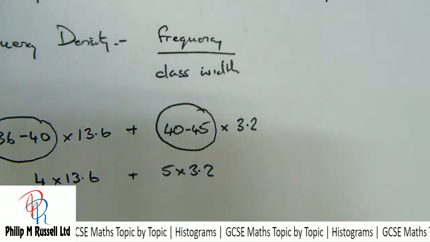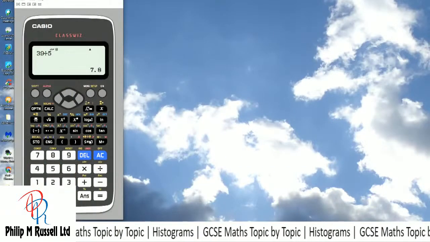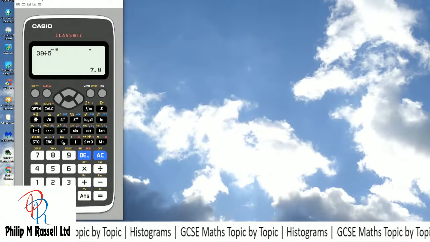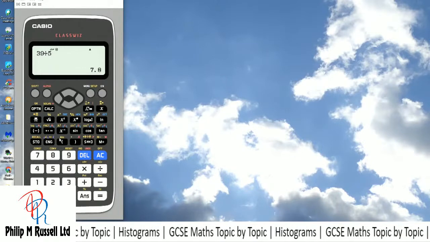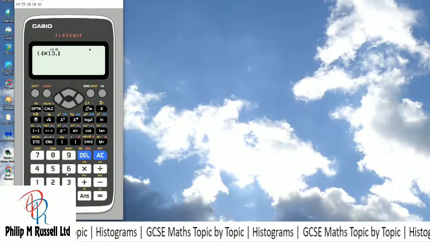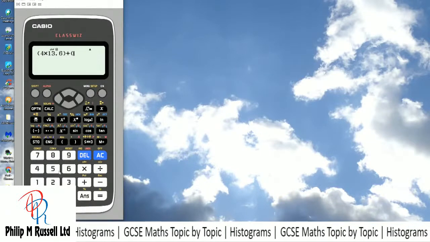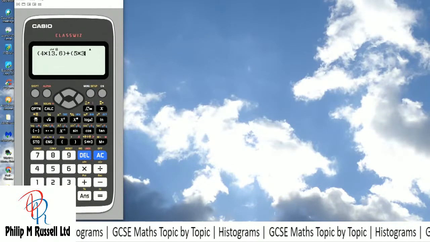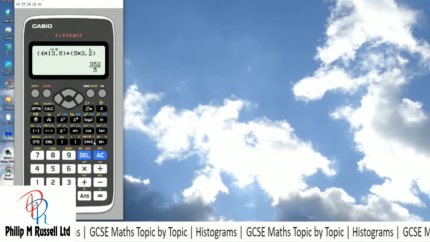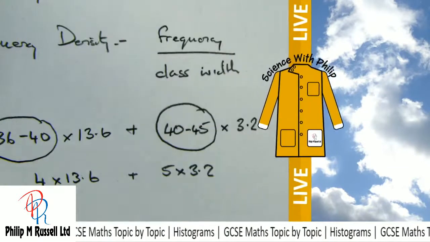I'm going to need to do this on the calculator, so let's zip over to the calculator and do this sum. I don't need to do this one in brackets, but I will, so I'm just going to do 4 times 13.6, and I'm going to add that to 5 times 3.2, and that's going to give me 352 over 5, or 70.4 students.